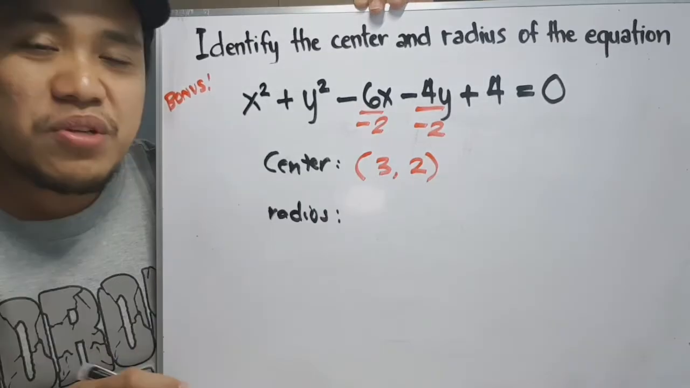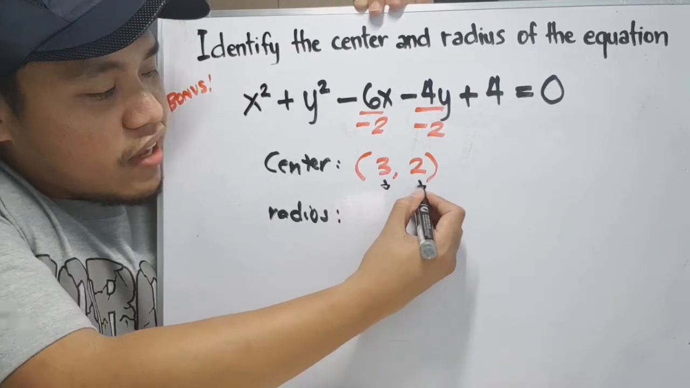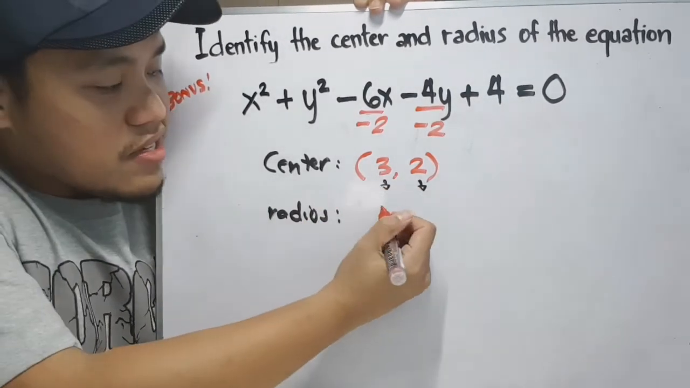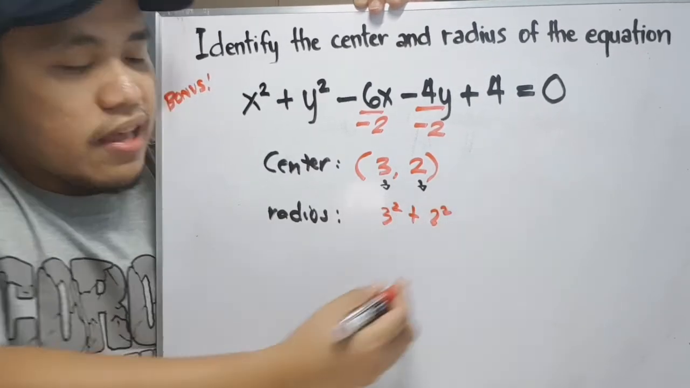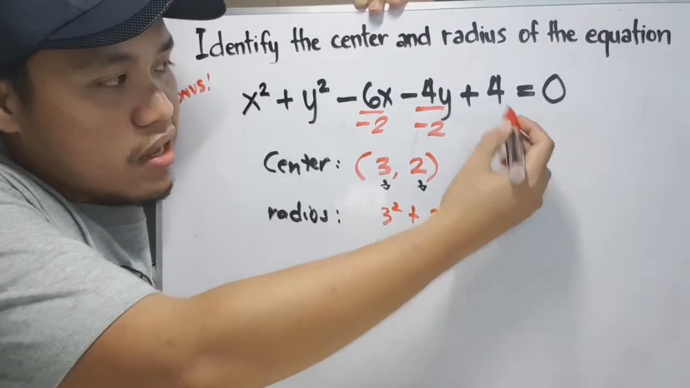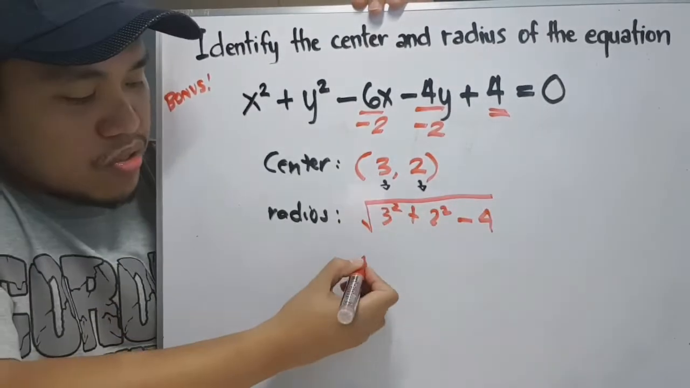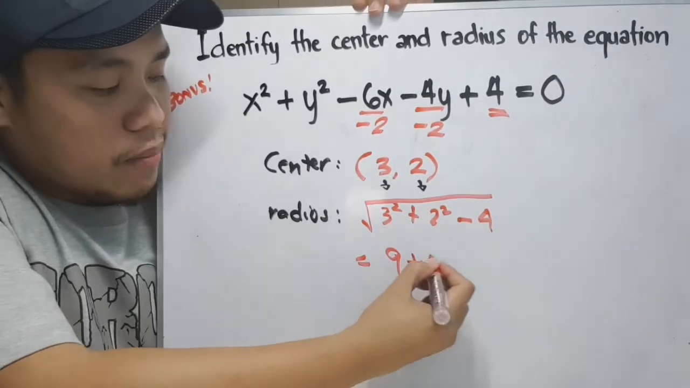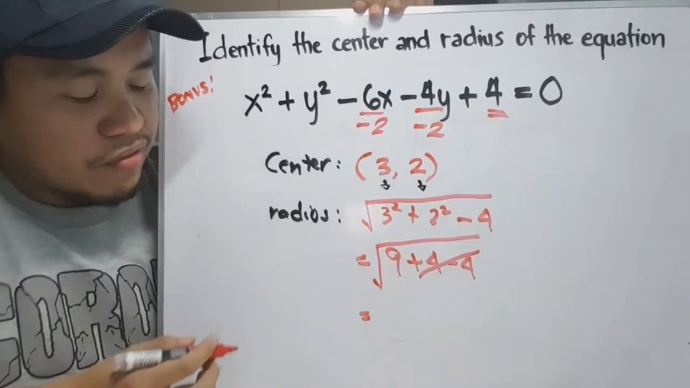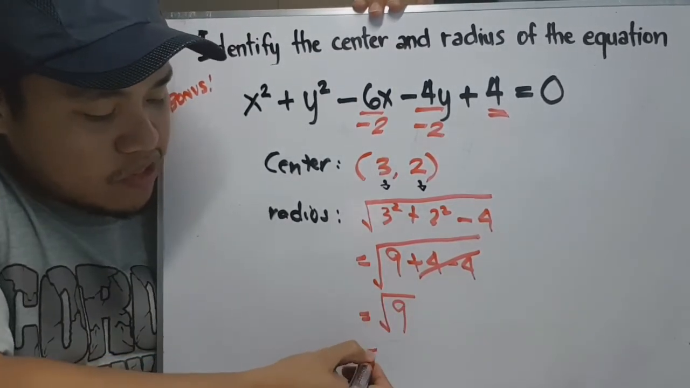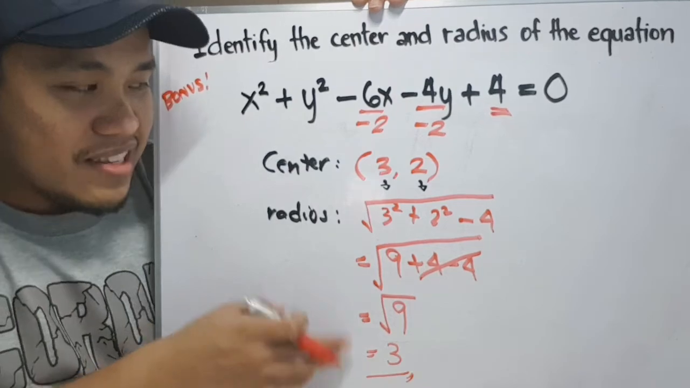Now, for the radius, what we're going to do is we will just square our values of h and k, and then we will get the sum of it. So in this case, we will have 3 squared plus 2 squared. And then, we're going to subtract this by the value which is 4. And then after that, we will get the square root of this. So, simplifying this, we will have 9 plus 4 minus 4. Then find the square root of it. So, we will have cancel of this. And then square root of 9, which is 3. So, if you will go back to our first example, you will get the same answer as this.